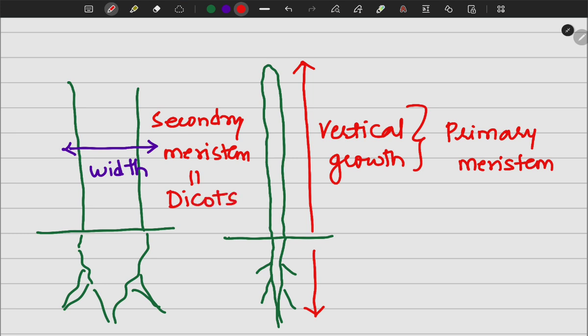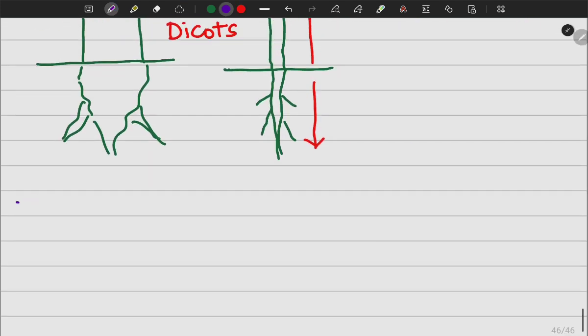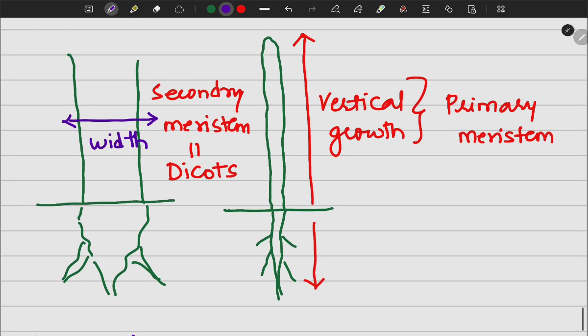Alright, so if we talk about the secondary meristems, then there are two types of secondary meristems which are found. The first one is the vascular cambium, and the second one is the cork cambium. So what is vascular cambium and cork cambium? It will be clear when we study the vascular bundles and secondary growth in dicot plants, dicot roots and shoot. Alright, for now you just have to remember that vascular cambium and cork cambium are examples of secondary meristems.